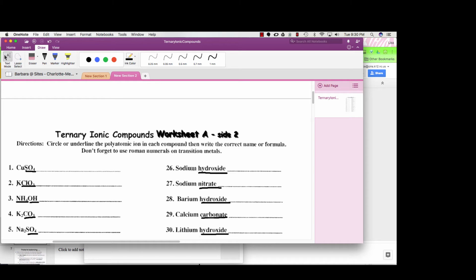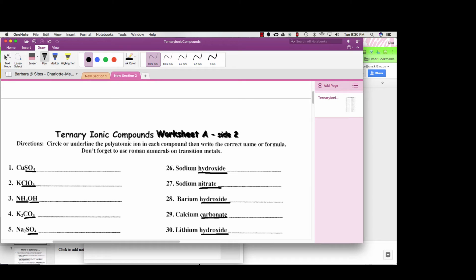It says, does the compound contain a metal? And the answer for number 2 is yes. Then we move on and it says, is the metal a transition metal? Well, you'll be able to answer no because once again, potassium is in group 1. Now looking at this, if you count the different elements in this compound, you have 3 different elements. That lets us know we have a ternary compound.